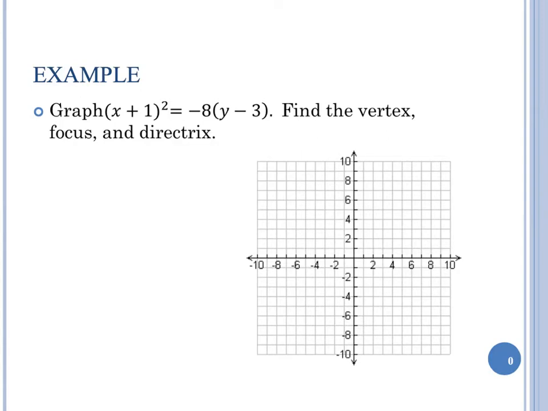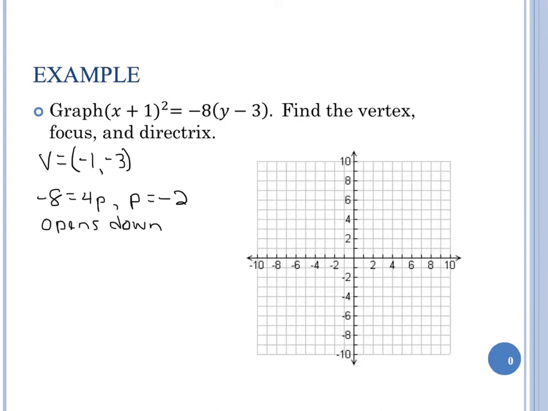We want to find the vertex. So that looks like it shifts 1 to the left and 3 down. Okay, my -8 equals 4p. Well, I can pretty easily divide there to find out that p equals -2. So what is that telling me? That my graph, instead of opening up, opens down. How do I know it's opening up or down instead of left or right? My x is what's squared.